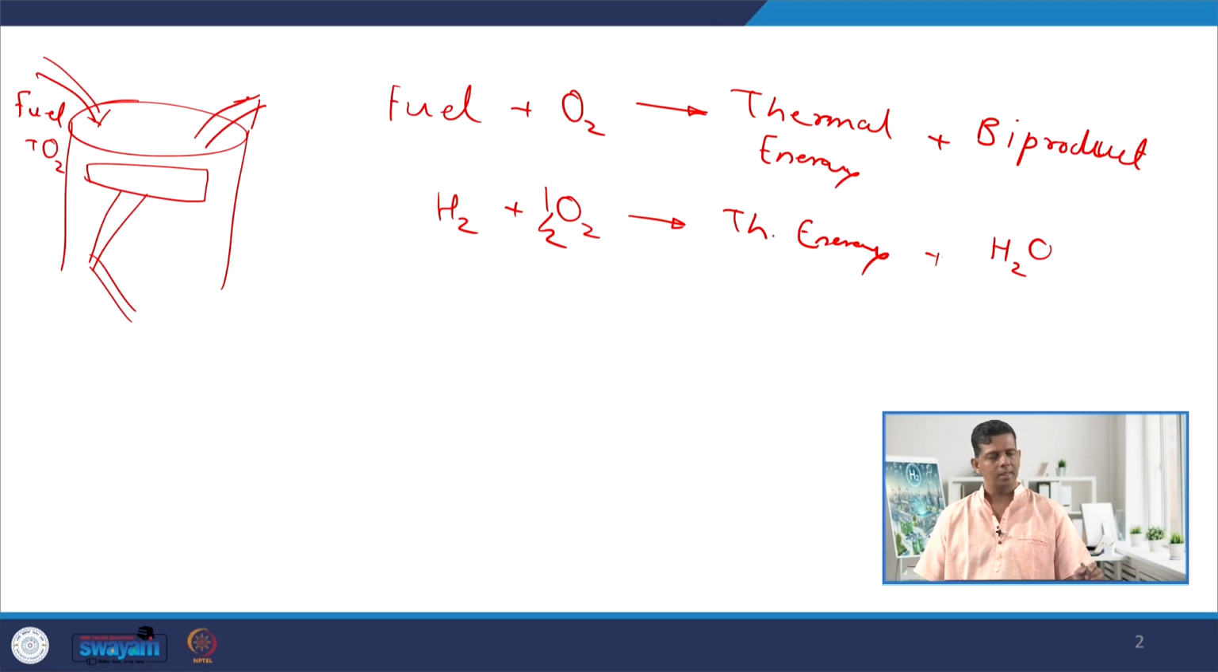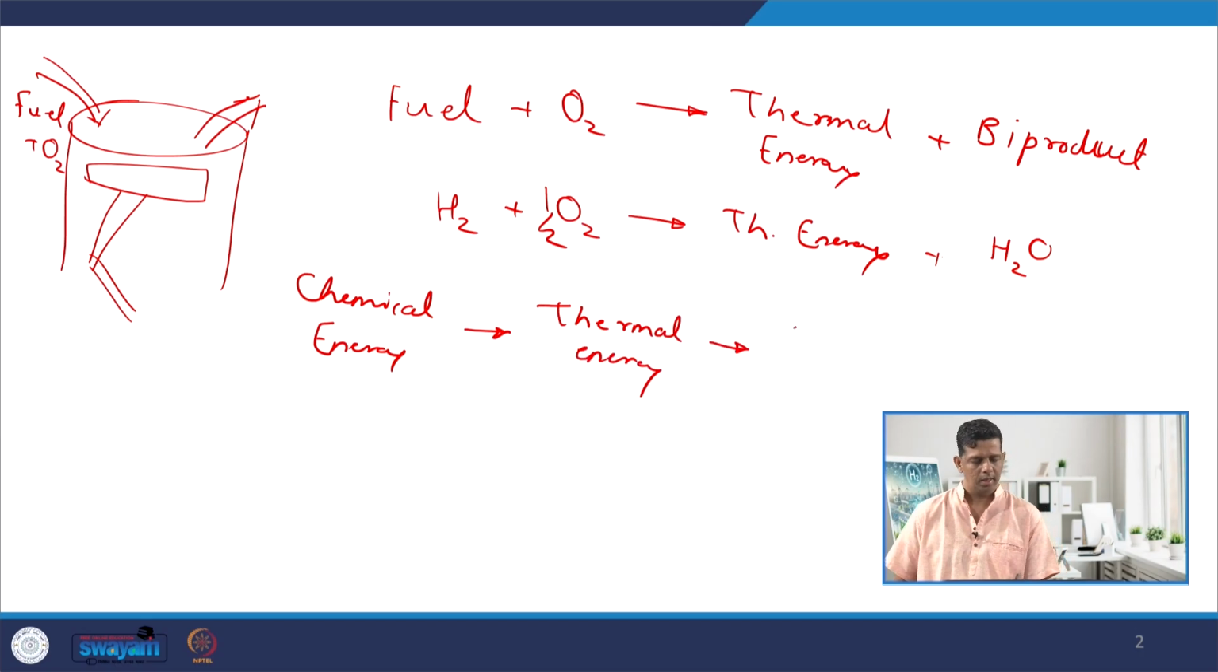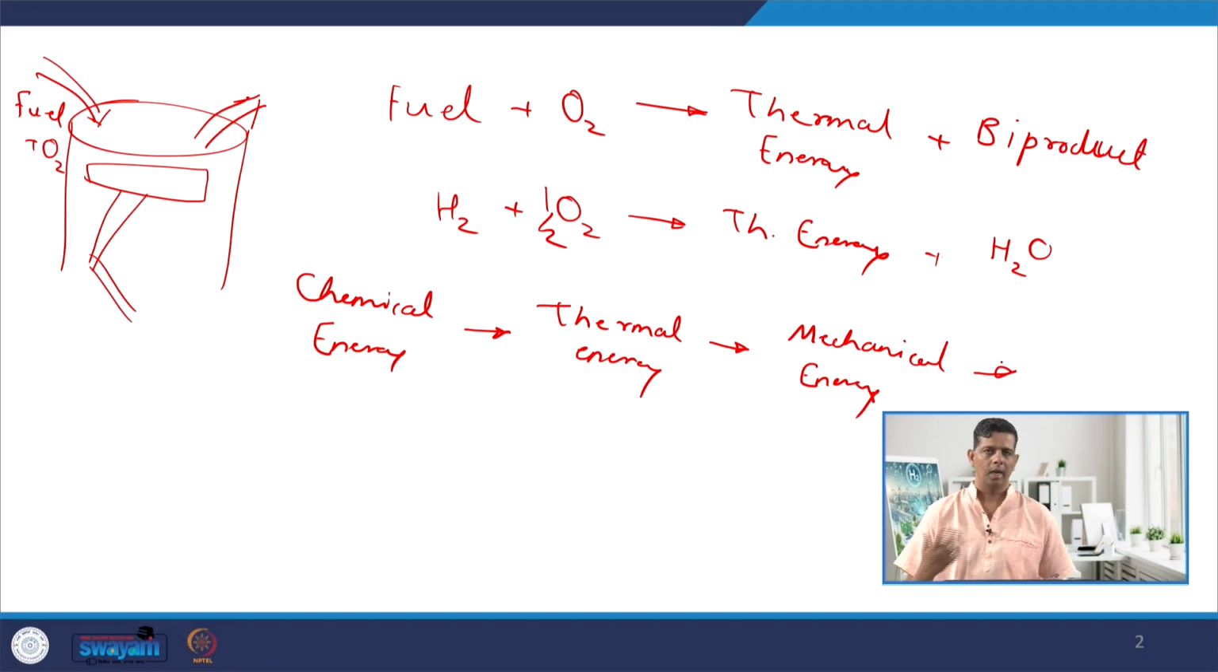So if I generalize how this reaction takes place and what the different conversions are through this piston cylinder arrangement, we have chemical energy, which then gets converted into thermal energy, which again gets converted into mechanical energy, and if needed it can again be converted into electrical energy also.